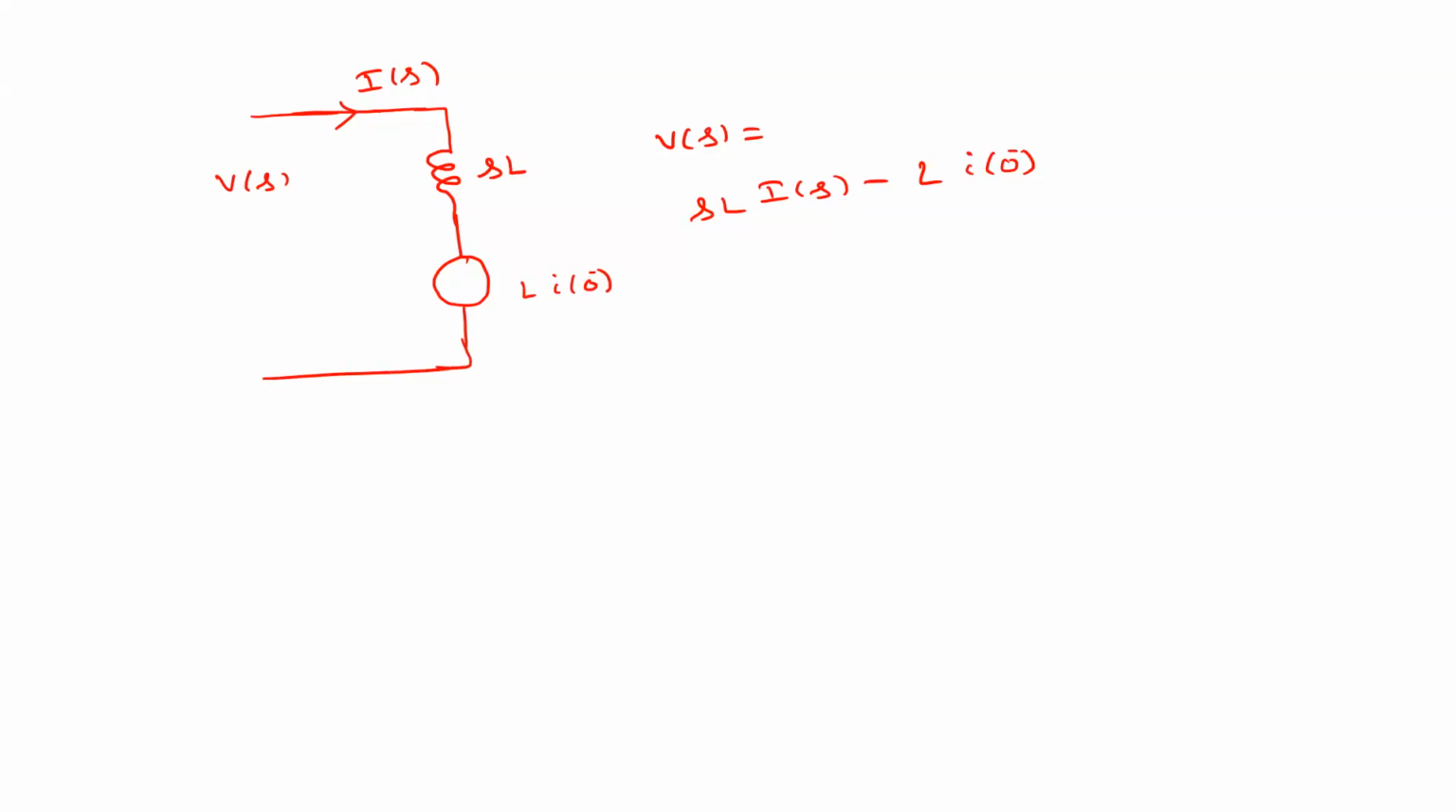Plus minus. See here, if you apply KVL, you are supposed to get this equation, right? If that is the case, what if it is plus here? Now tell me what you will get here. Minus plus, right? So V of s, this current I of s into sL, minus of this voltage drop. Understood? Is this clear?